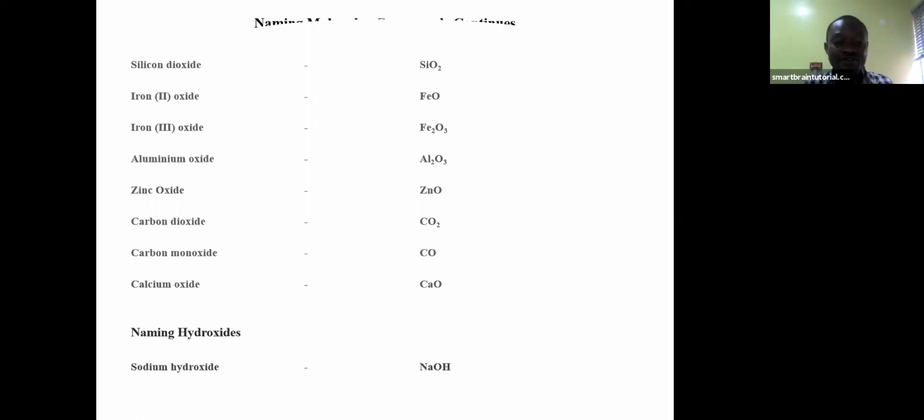Next is calcium oxide. Calcium has an oxidation state of +2, and that is why you have one atom of calcium and one atom of oxygen. Calcium oxide is known as lime, or calcium lime, and it's used in the manufacture of Portland cement.